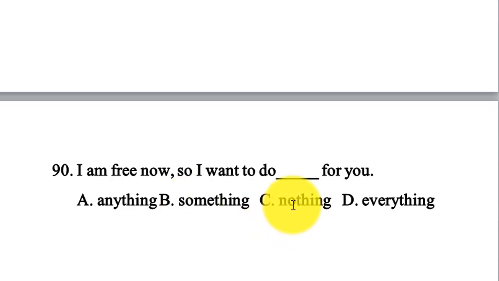I'm busy, so I do nothing. Positive verb plus negative structure, absolutely. I'm busy, so I do nothing. I'm busy, so I don't want to do anything. Don't, not plus anything, do plus nothing. They have the same meaning, but the structure may vary. Nothing by itself is a negative meaning and it precedes a positive verb. Anything is used with a negative verb structure, so both are possible, but they have the same meaning. Everything.